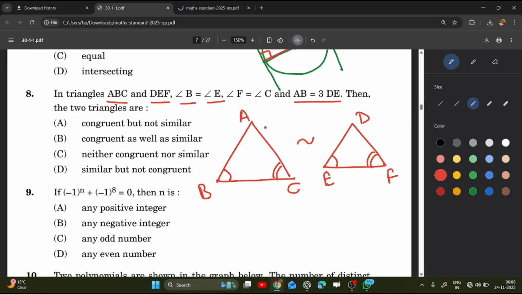Now the criteria to be congruent: two triangles must have equal corresponding angles, and their corresponding sides are also equal. But here AB is 3 times DE.